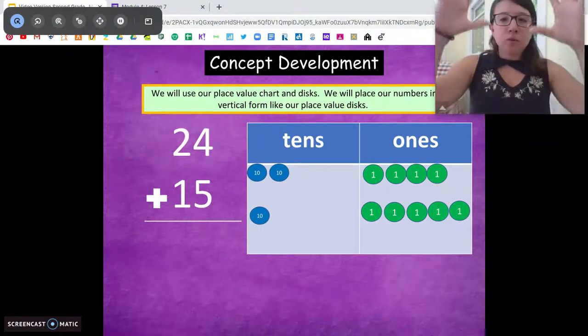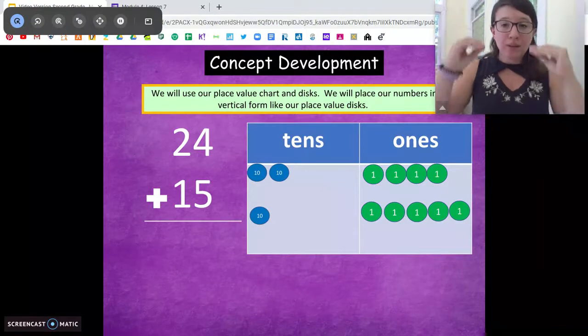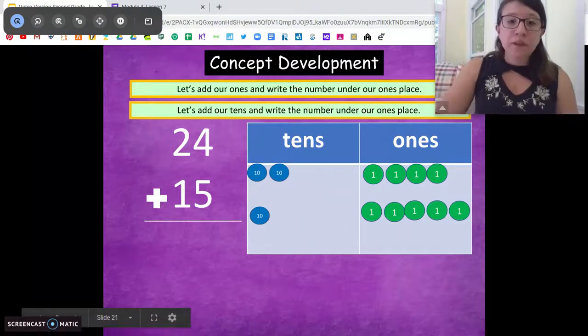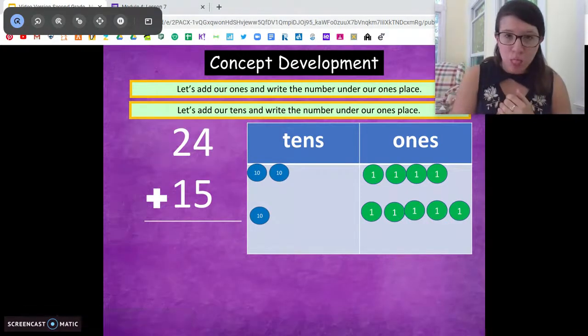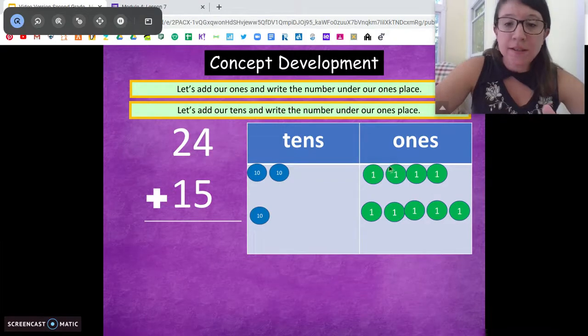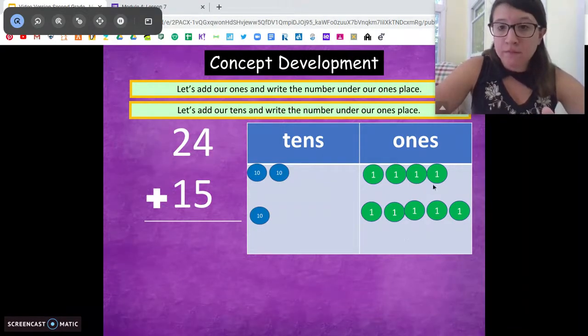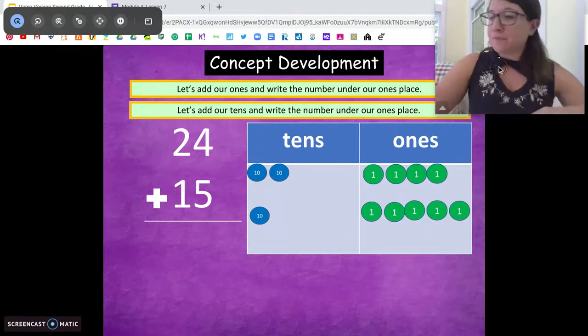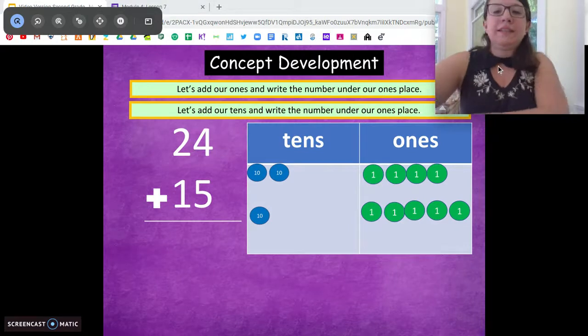Got it? Okay. So we're adding 24 and 15, and we can see those two numbers. We have 24 on top, 15 on bottom. Okay, so let's add our ones and write that number in the ones place. How many ones do we have? Good, we have 9.